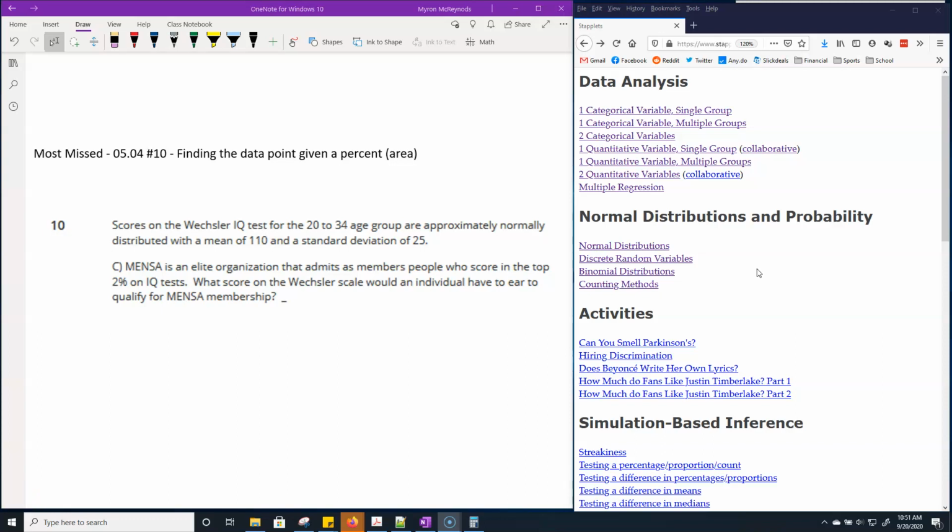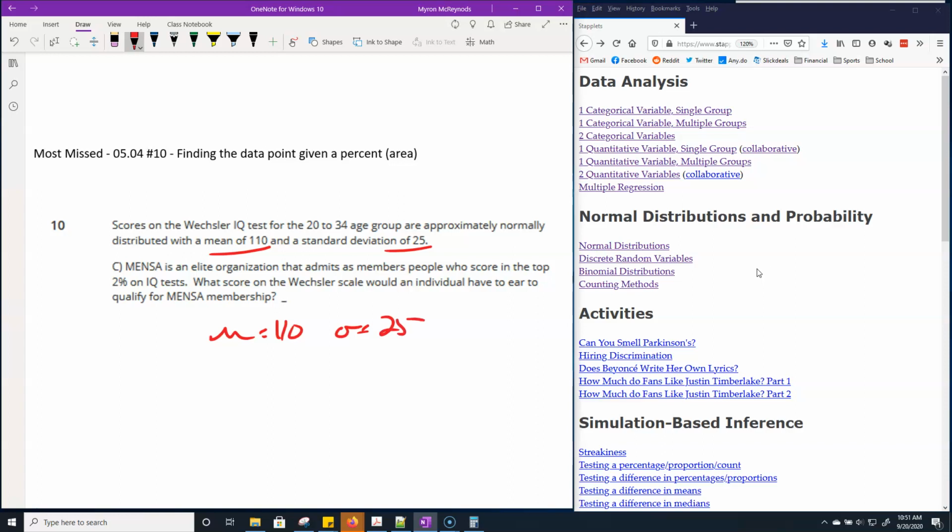All right, class, the next of our most missed problems is 5.04, number 10, another find the data point when you're given a percentage, except you're given the percentage a little different this time on number 10. They say the scores on the Wechsler IQ test for the 20 to 34 age group are approximately normally distributed with a mean of 110 and a standard deviation of 25. So mean equals 110, standard deviation equals 25 on this one.